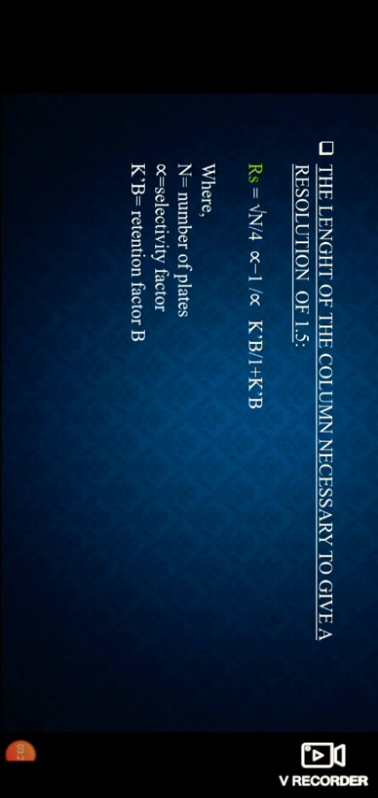Now the next formula is for the length of the column necessary to give a resolution of 1.5. The resolution Rs = (√N/4) × ((α − 1)/α) × (k'B/(1 + k'B)), where N stands for the number of plates, alpha is the selectivity factor, and k'B is the retention factor of species B.